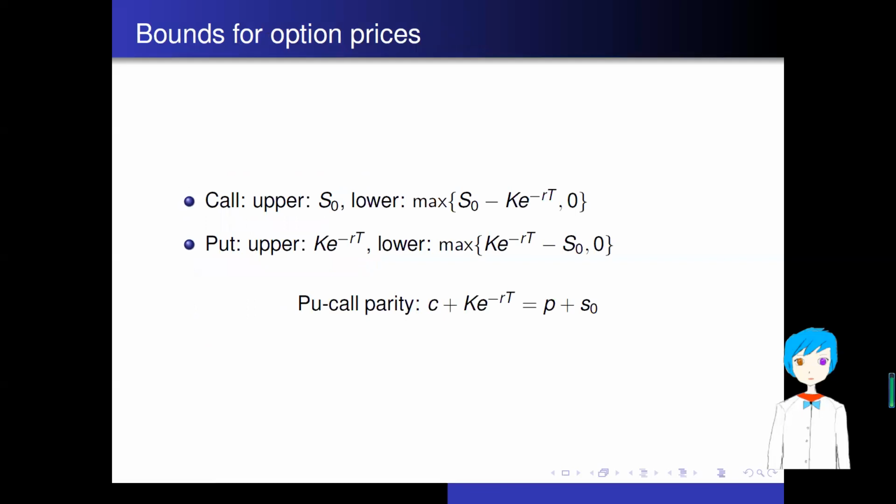We have the upper bounds and lower bounds for the option prices. For instance, for a call option, the upper bound is the stock price, and the lower bound is the maximum of 0 and the stock price minus K times e^(-rT). So this bound ensures that there's no chance for arbitrage. However, for a put option, the upper bound would be K times e^(-rT), and the lower bound would be the maximum of K times e^(-rT) minus the spot price, and 0.